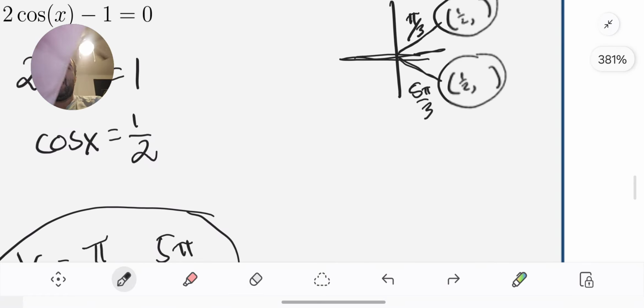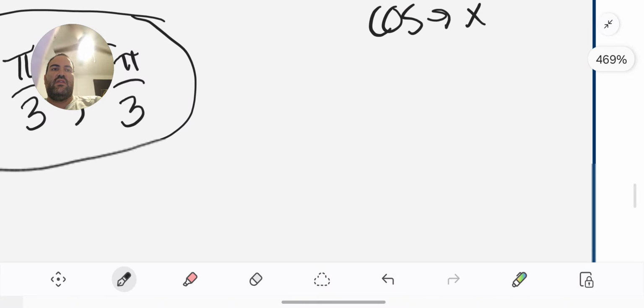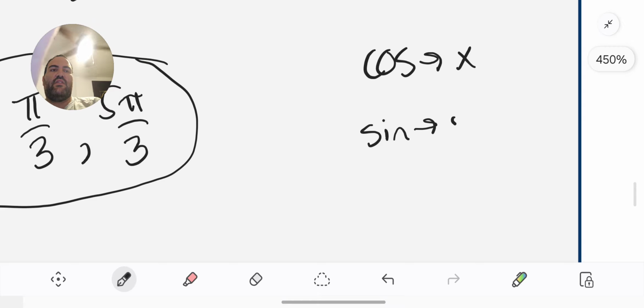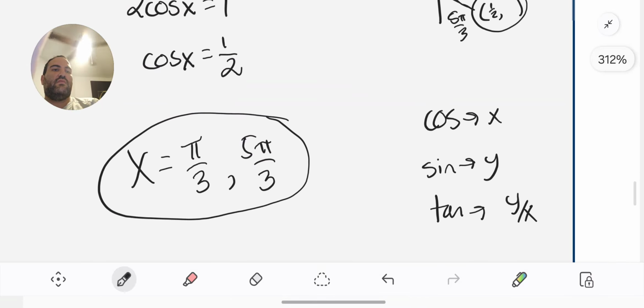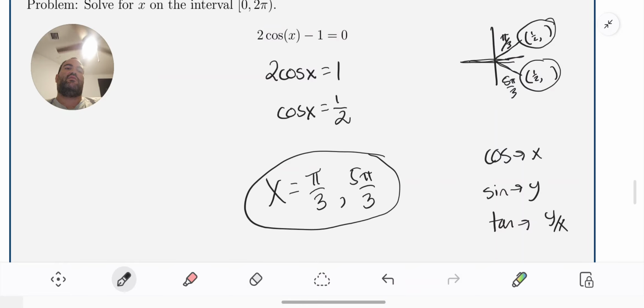And remember, I'm kind of going down the rabbit hole here, but cosine is your x values, sine is your y values, tan is your y over x values. Okay? This is basically a unit circle question. But these are your answers.